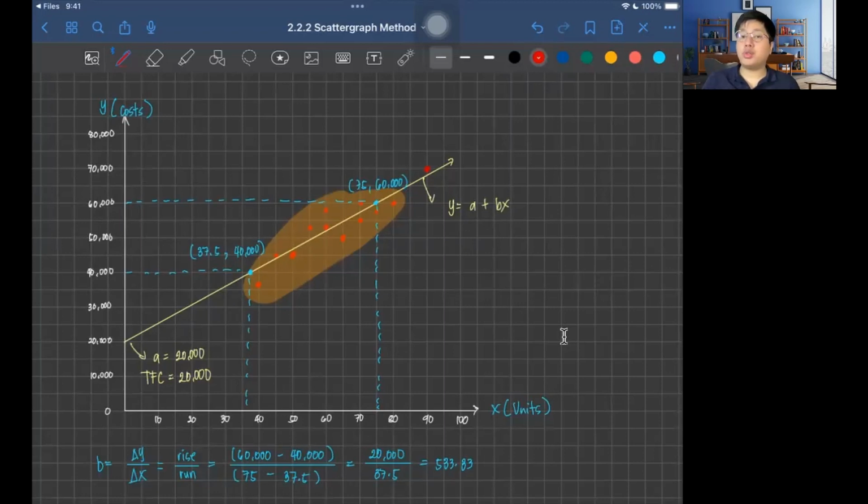Then if you're going to choose the two points, see to it that they are within the cluster or within the shaded area. If you're going to compute for the variable cost rate, see to it that you use the high-low method, or the algebraic formula for the slope, which is rise over run, or change in y divided by the change in x.